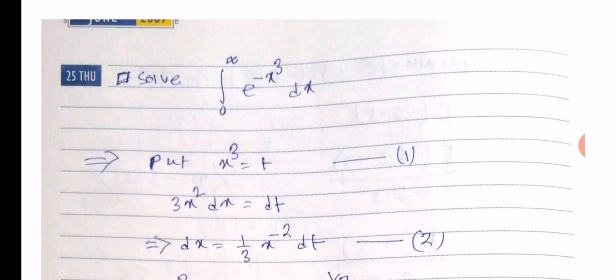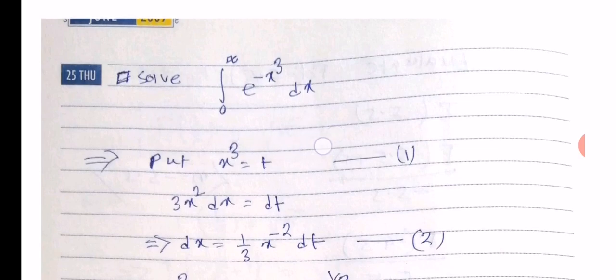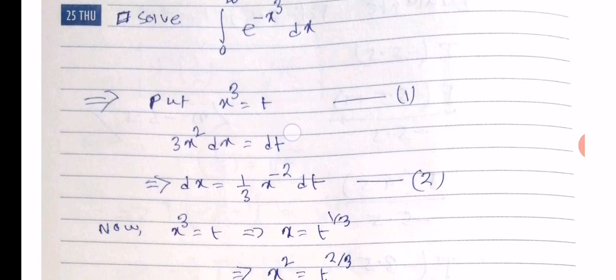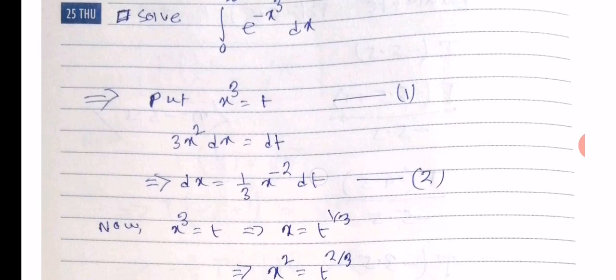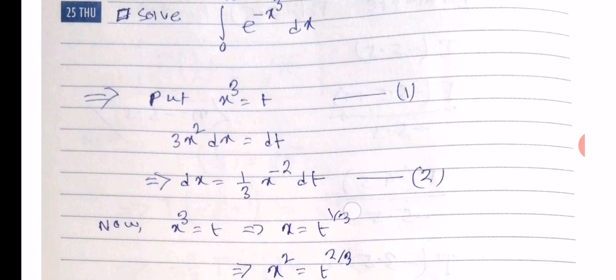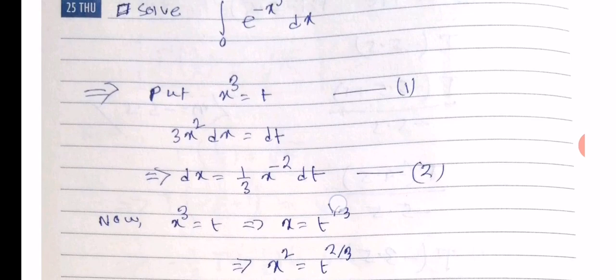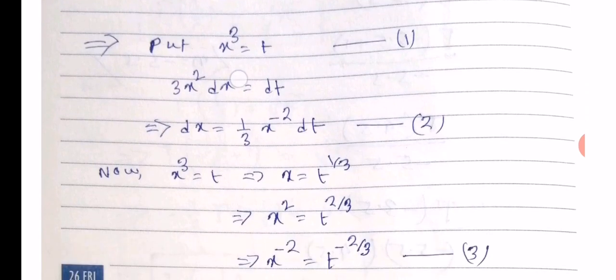Similarly, coming to the next question, solve the integral from 0 to infinity of e to the power minus x cube dx. So put x cube equal to t. So 3x square dx equal to dt. So dx value we will get 1 by 3 x to the power minus 2 dt. So x cube equal to t.